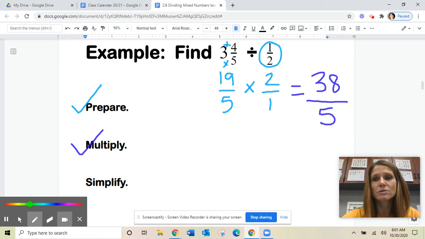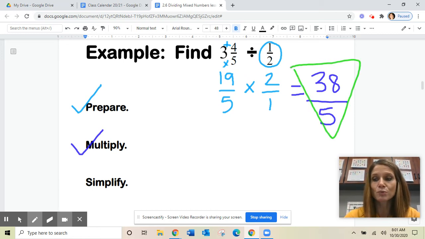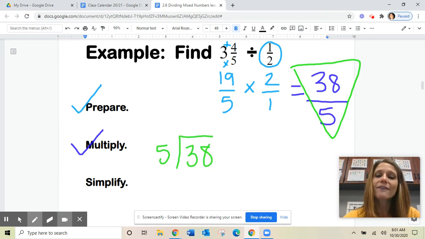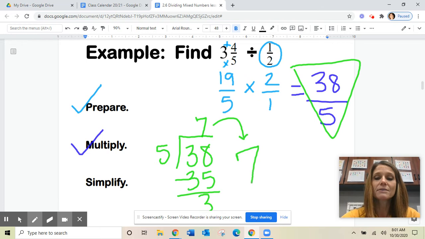I notice that my answer is really improper. It's really big on the top and it's tiny on the bottom. So how many 5s go into 38? And if I count by 5s, 7 groups gets me the closest. And then if I subtract, I see that I have a little bit of extra. So my whole number is 7.